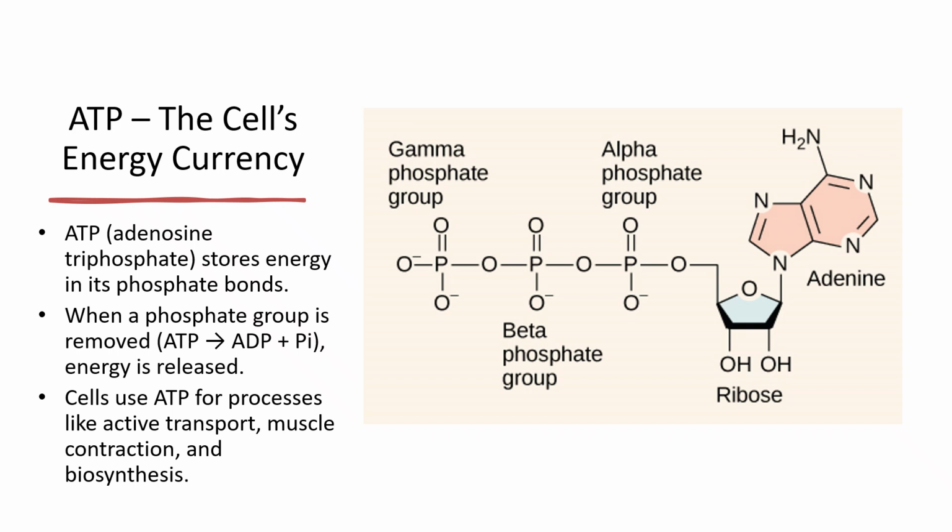ATP, or adenosine triphosphate, is the molecule that cells use to do work. You can think of ATP as the cell's rechargeable battery. It stores energy in the bonds between its phosphate groups, especially the last one. When the bond holding that third phosphate breaks, ATP becomes ADP, adenosine diphosphate, and releases energy. This energy powers active transport, builds molecules, and even helps our muscles contract.